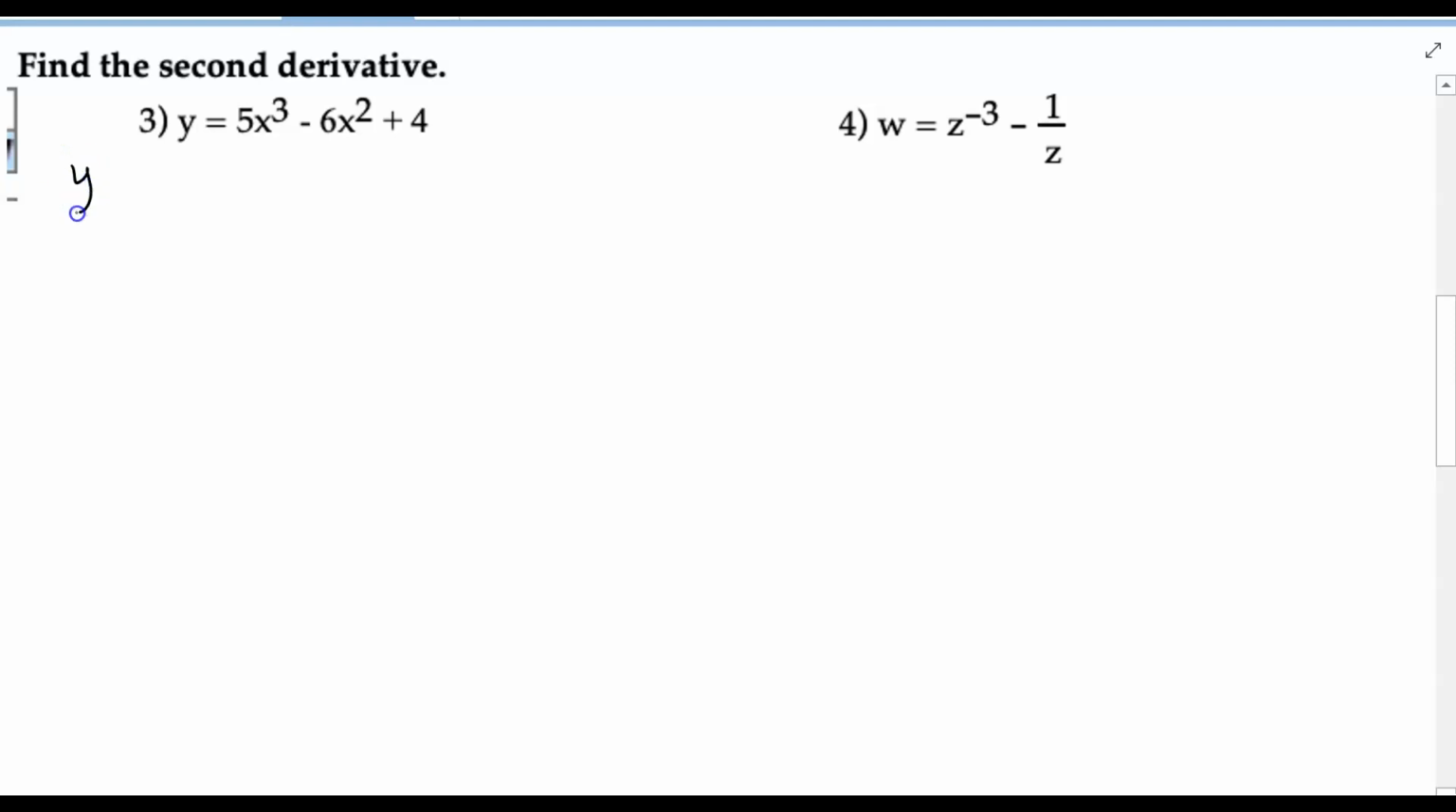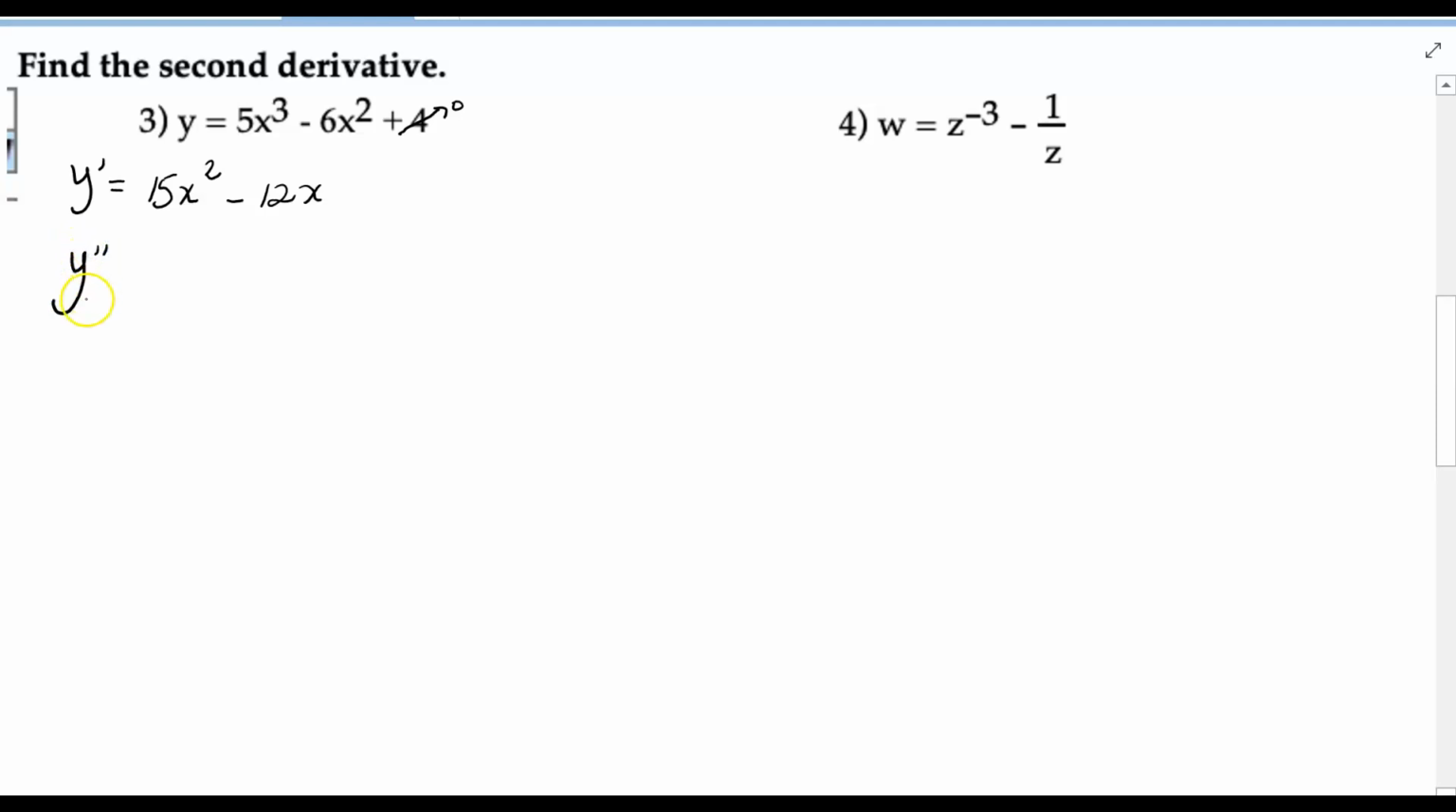Let's dive in. y prime, the first derivative, which is what we're not looking for. We're looking for the second, but we've got to find the first, is 5 times 3, or 3 times 5, 15x to the second power, 3 minus 1, minus 2 times 6, which is 12x, and then we subtract 1 from the power, that's the first power, and then the derivative of 4 is just 0. So now we have y prime.